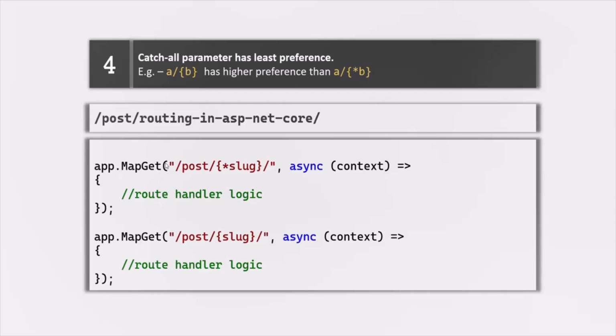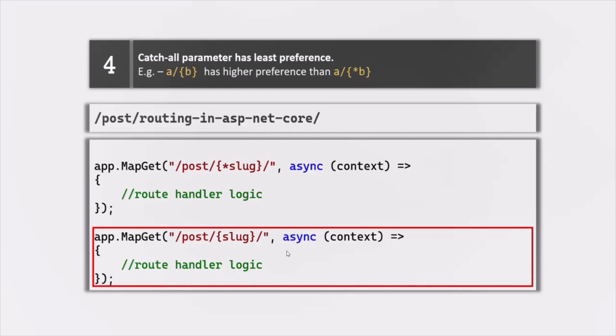So for example, here, if the URL is, let's say, slash post slash routing in ASP.NET Core, this URL matches both this first route and this second route. But since this first route is a catch all parameter route, it will have least preference. So in this case, this second route will be picked.